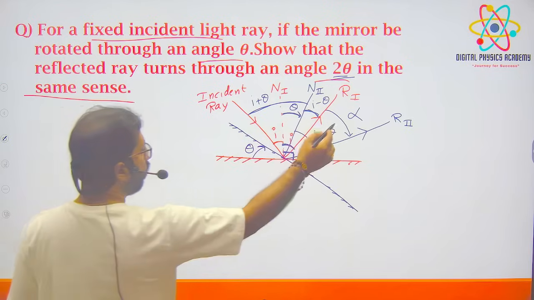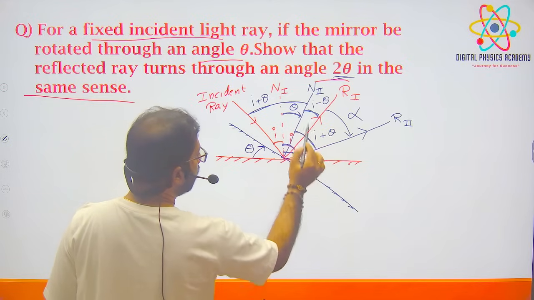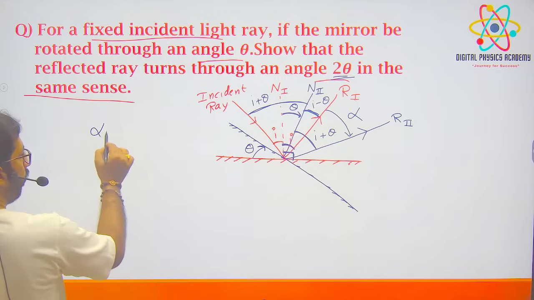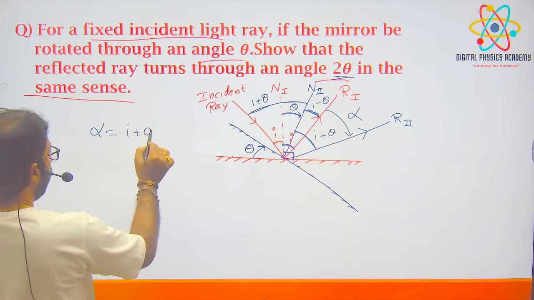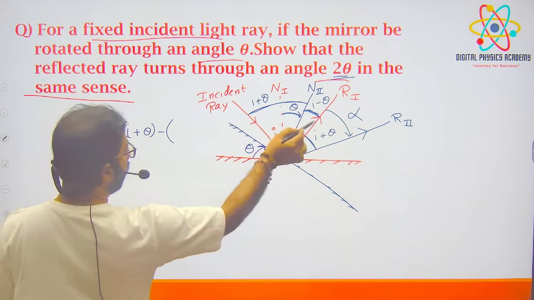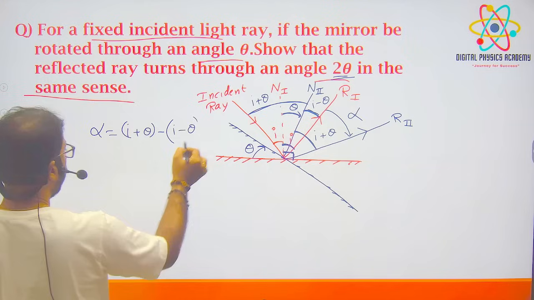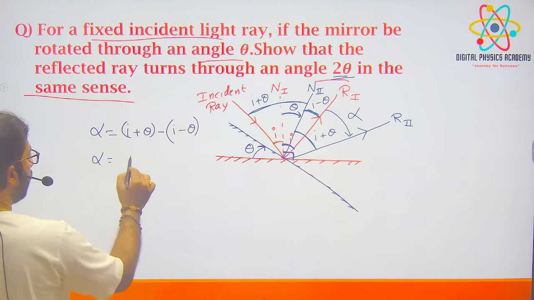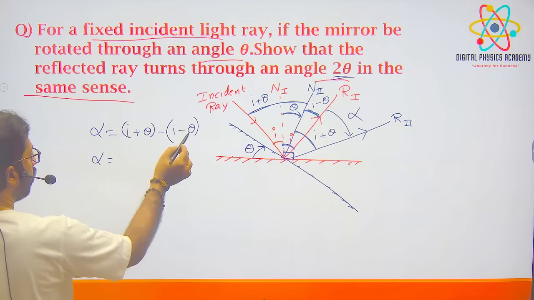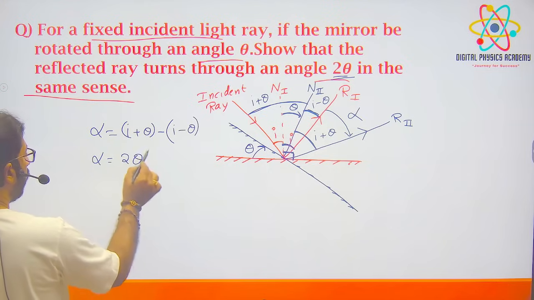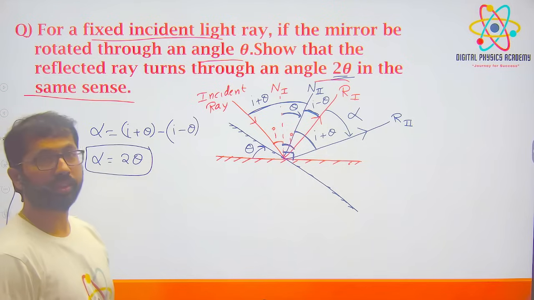Now, how to find alpha? Total minus this one. So alpha is equal to total, which is I plus theta, minus this one, I minus theta. So alpha is equal to I minus I is 0, theta minus of minus theta is 2 theta. Done. This is the result you have to understand.